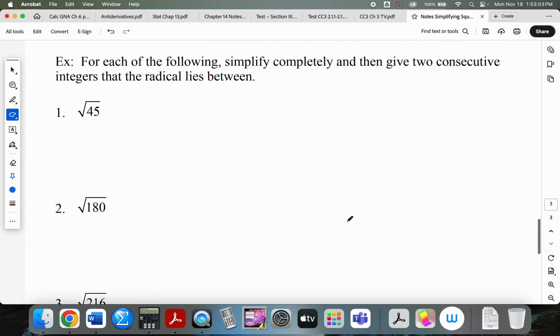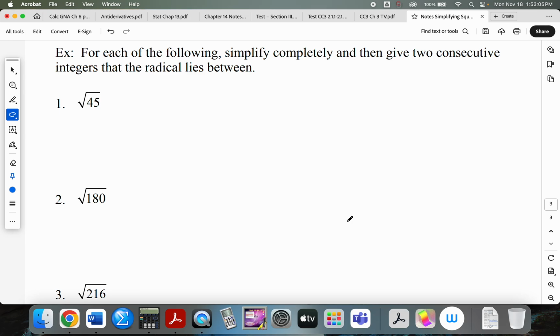All right. So your homework tonight is going to be a bunch of problems similar to this one. For each of the following, simplify completely, and then give 2 consecutive integers that the radical lies between. I'll show you what I mean by that in just a second. So first things first, let's simplify this.